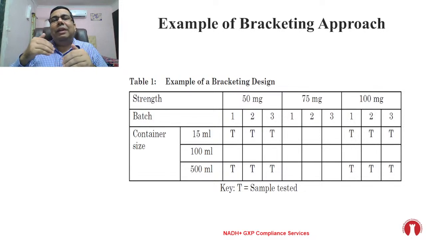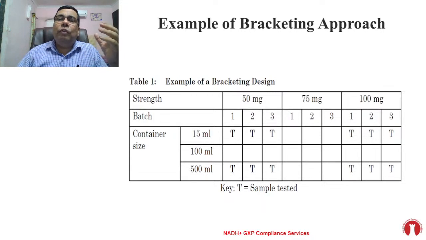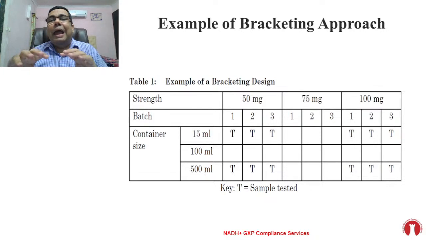Second point is now each strength is having a three pack style: 15, 100, and 500 ml. So when we are discussing about the three pack style, here also you can skip the 100 ml and you can perform the stability study as per ICH Q1D for 15 ml and 500 ml. And that way, the simple plan is prepared and it is displayed here. T means test samples to be tested, and blank means no need to test the sample. This is the way you can perform the bracketing approach.